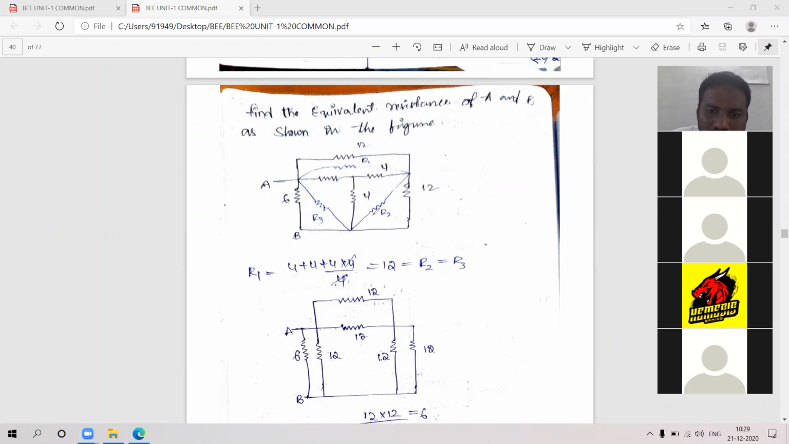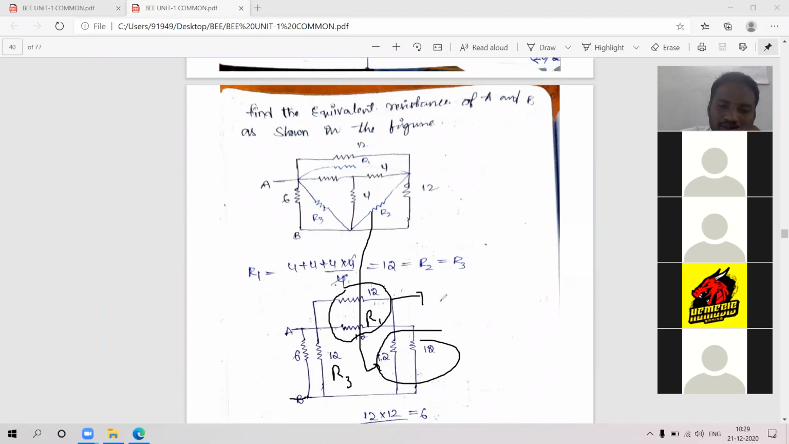This R2 is connected like this. Whatever the R2 is there, this is R2. This is R1 and this is R3. Like this they are connected. These two now, no other resistor is connected, so they are parallel. Here 12 and 12 is there, here 12 and 12 is there. Both values will be the same answer.